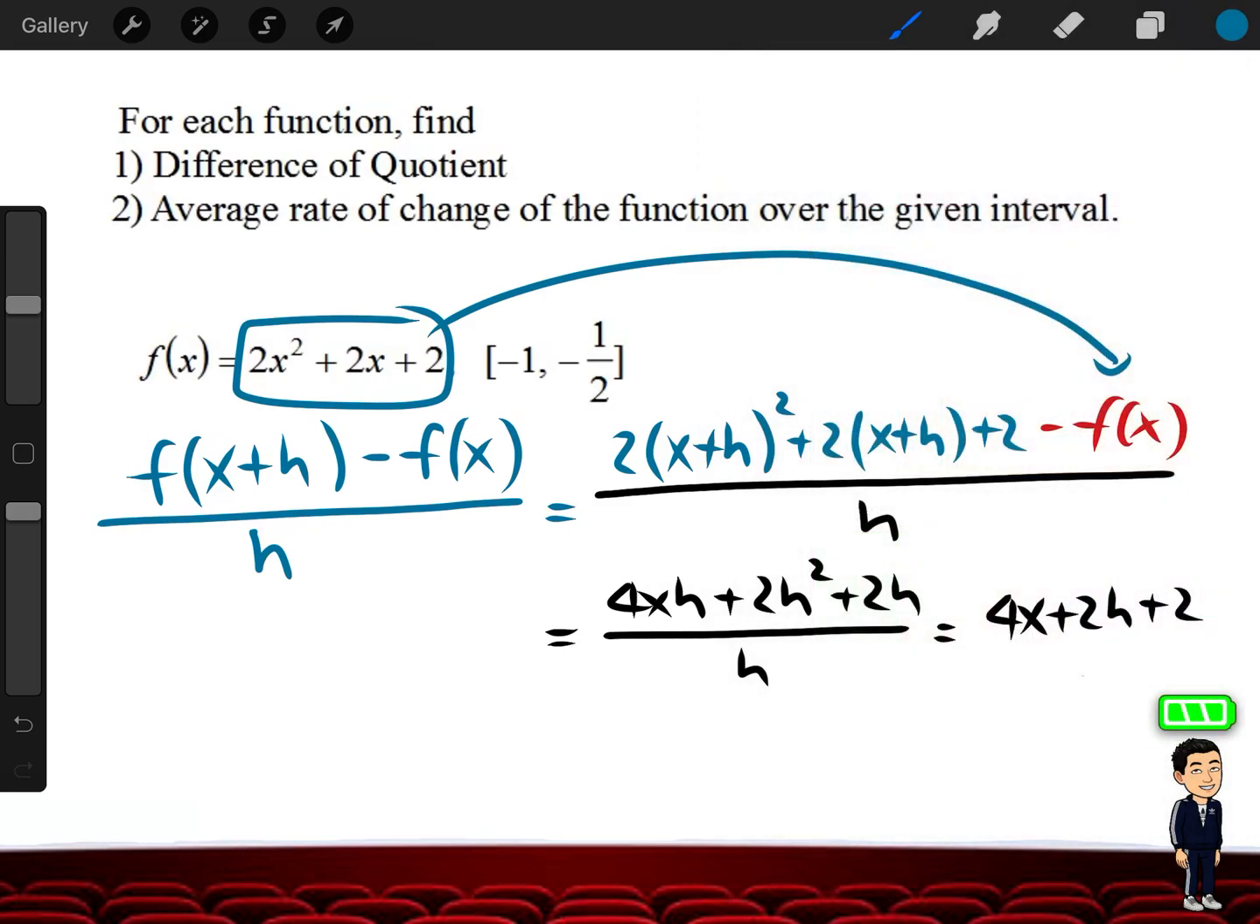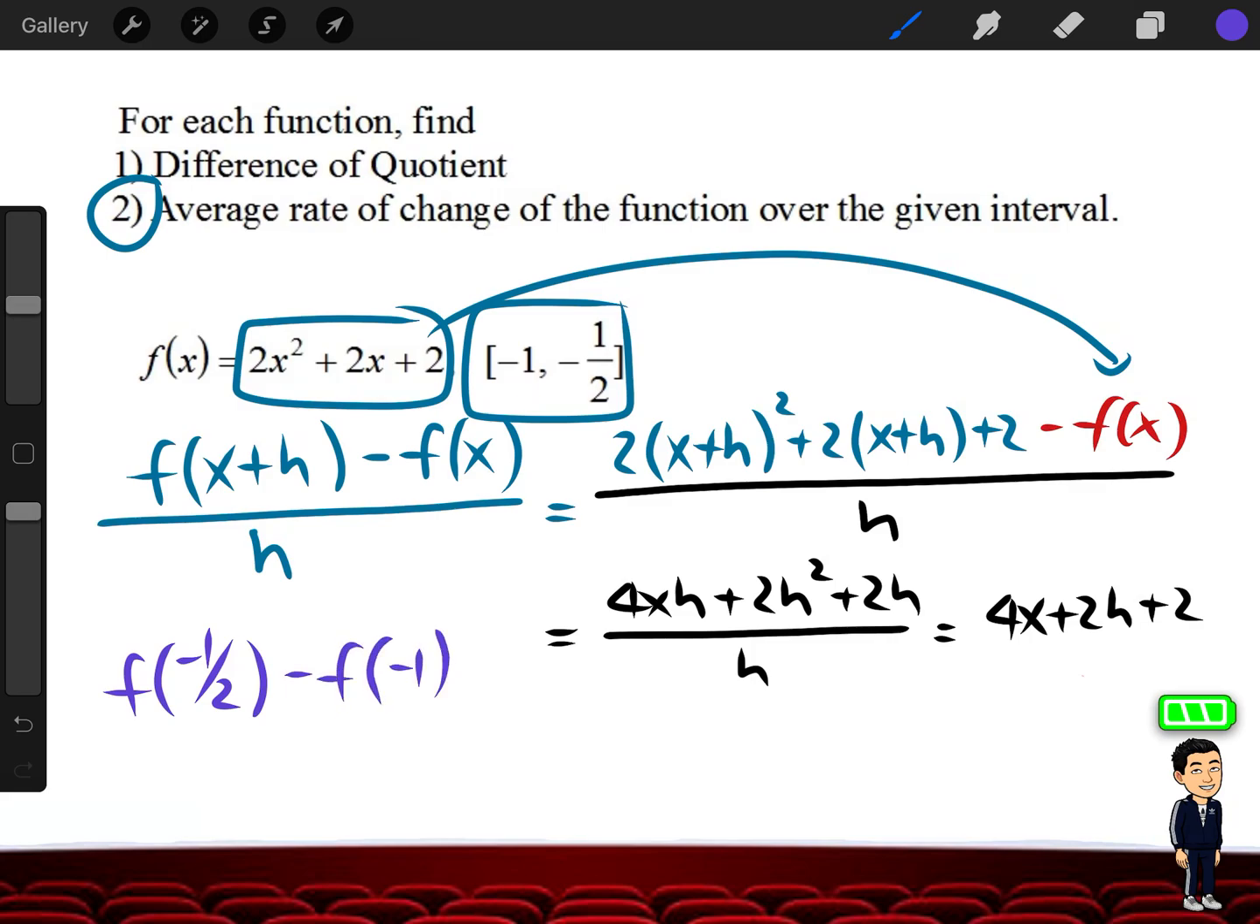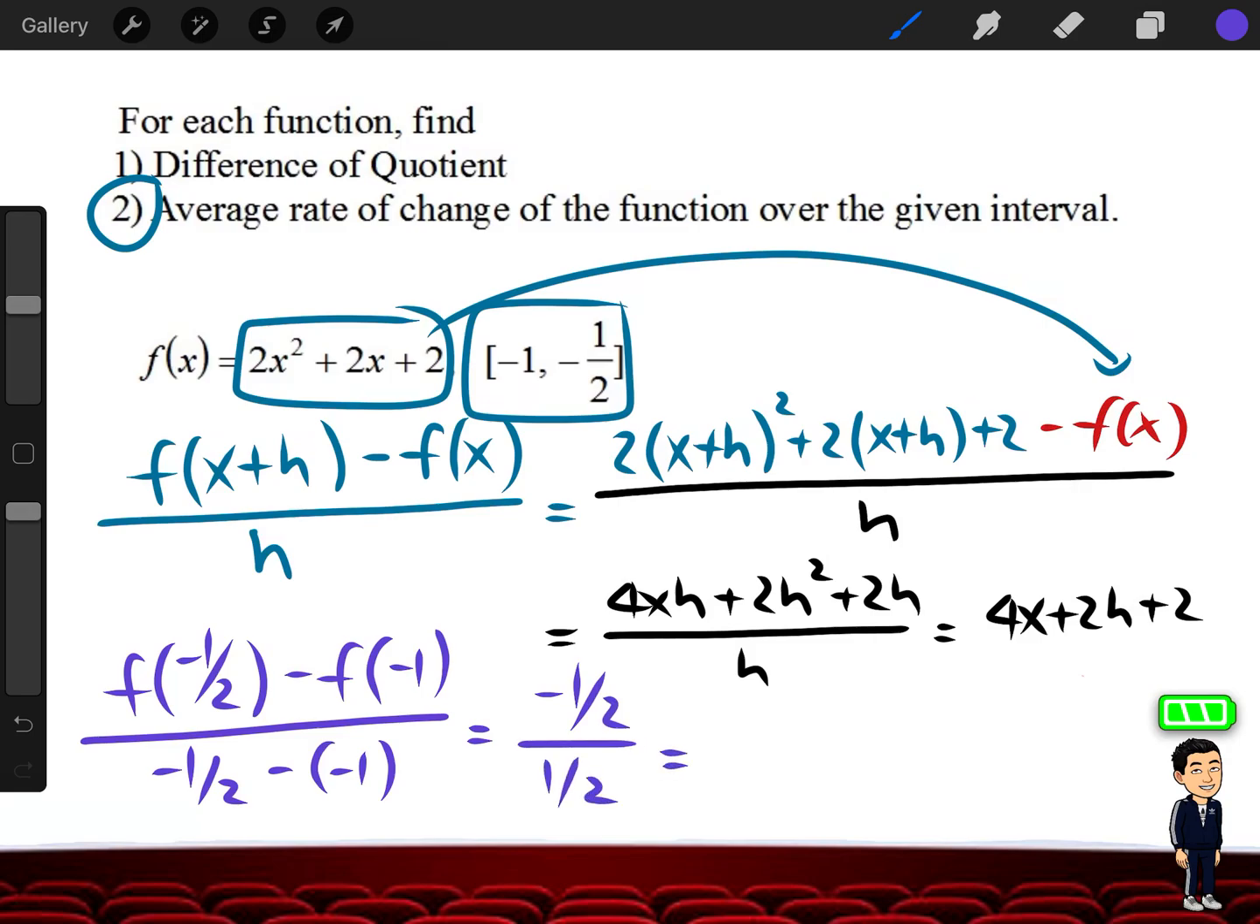Let's look at the next one. If it's the average rate of change, you have to use the interval. Okay, so let me use a different color for this. You're going to have to plug in negative 1/2 into f of x, subtracting f of negative 1, everything over negative 1/2 subtracting negative 1. Okay, you're just going to plug it in, you can do the work. You're going to end up getting negative 1/2 over positive 1/2, so the answer is going to be negative 1.